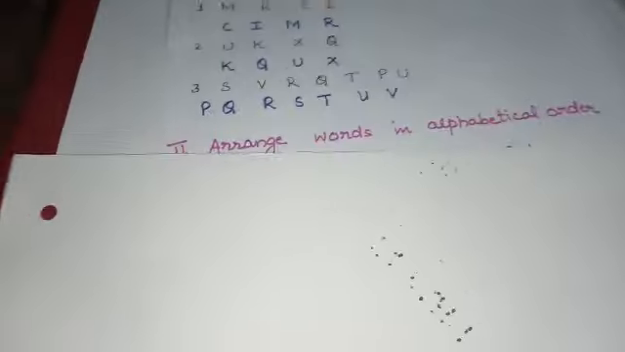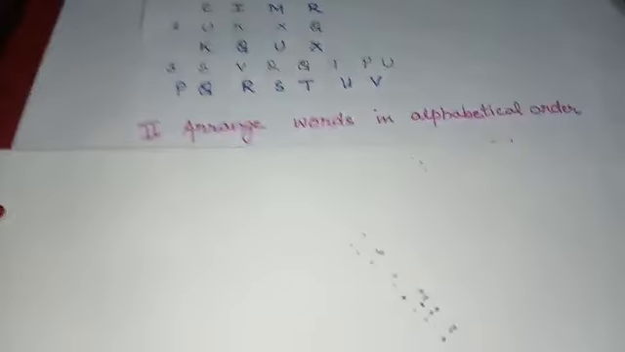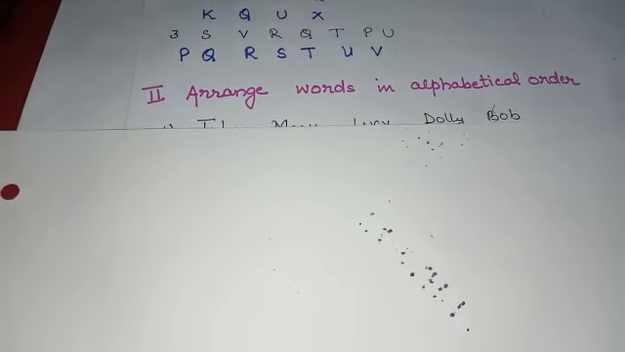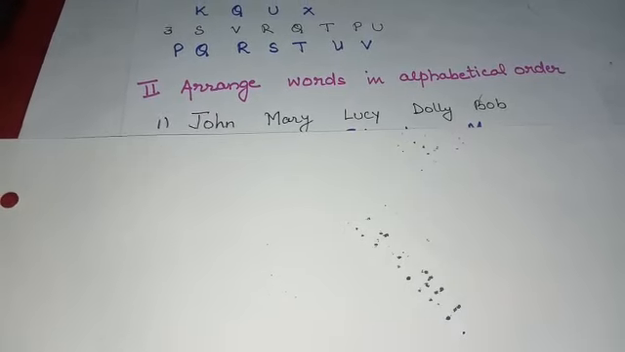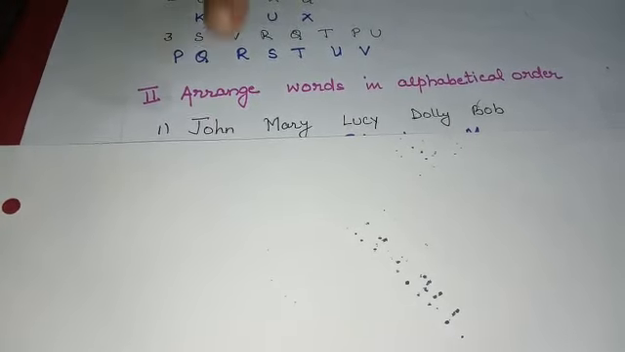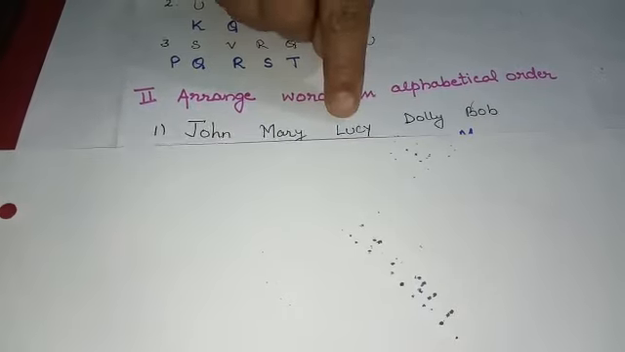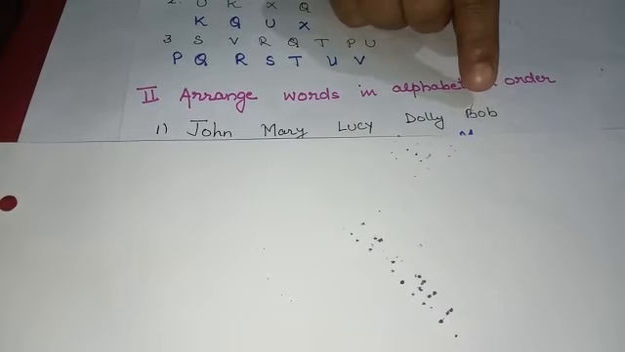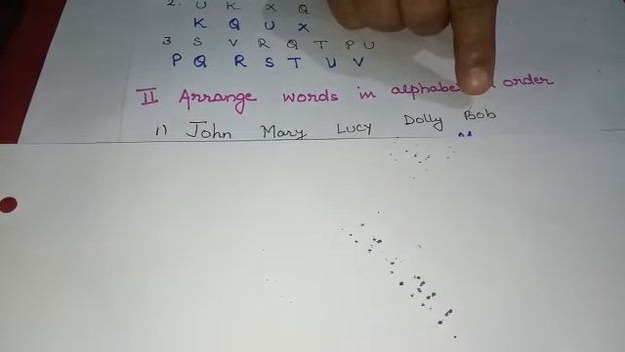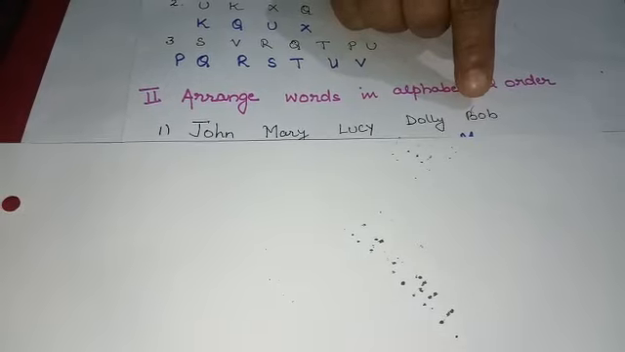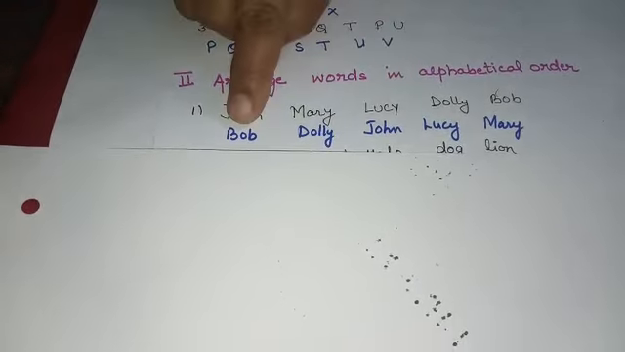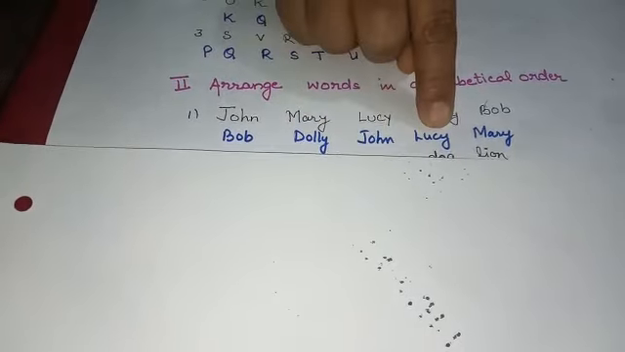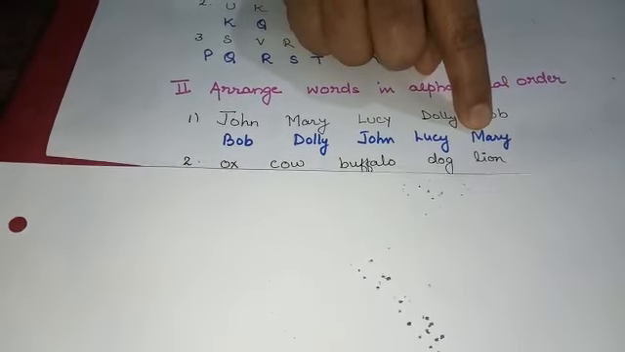Next exercise is arrange the words in alphabetical order. That means the word which is starting with the smallest letter will come first. Like first one, John, Mary, Lucy, Dolly, Bob. So if any word is there which starts with letter A, no. So you will start from letter B. So Bob, then Dolly, then John, then Lucy, and last one Mary.